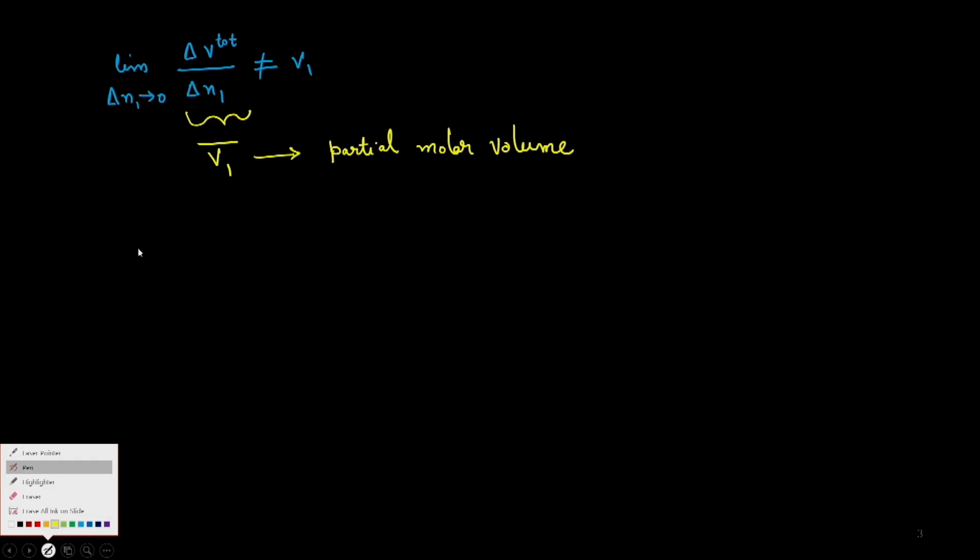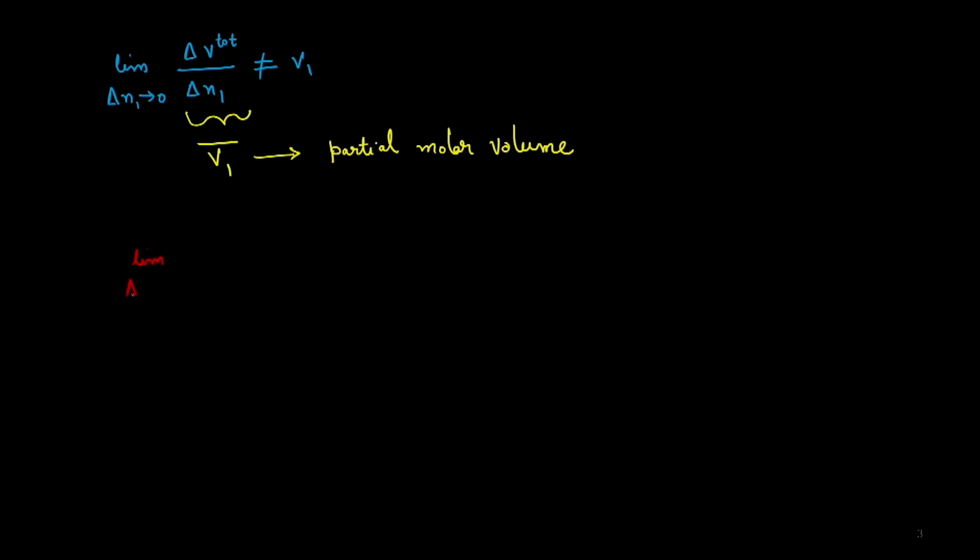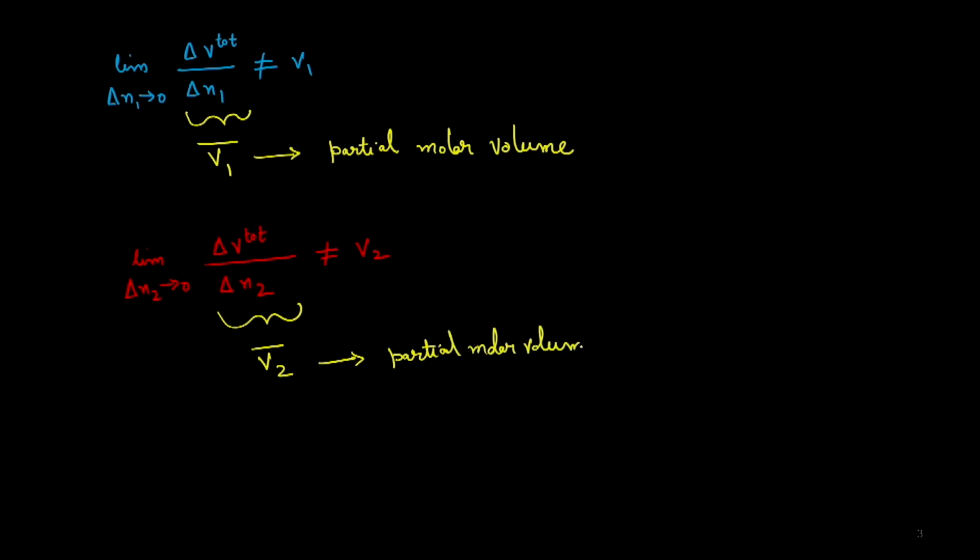So the subscript for partial molar volume will be for methanol, which is 1, right? Similarly, if I take the limit of delta N2 going to 0, the change in the total volume of the mixture over delta N2, this will not be equal to the molar volume of water, but rather it would equal what we call V2 over bar. This is still partial molar volume, but in this case it is partial molar volume for water. In the previous case, it was partial molar volume for methanol, right?